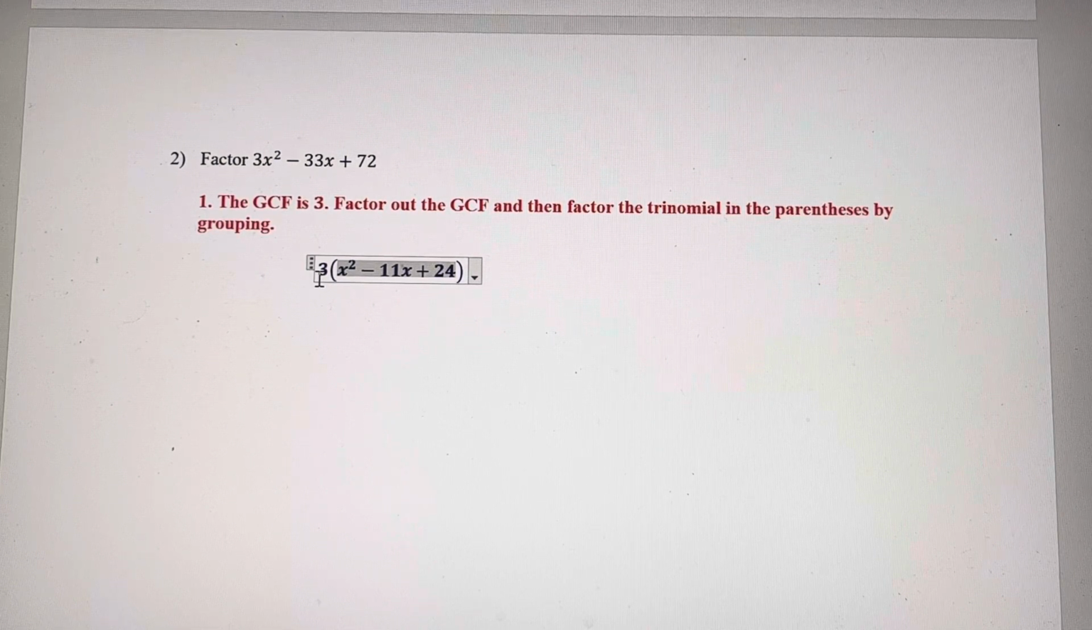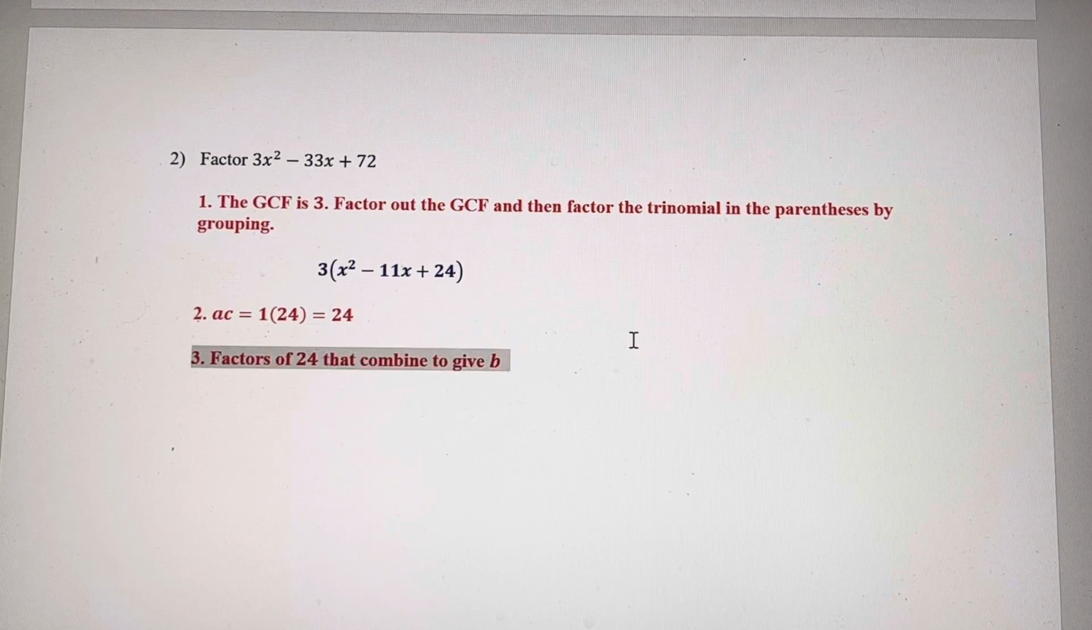The 3 is going to be part of my answer the rest of the way down, but I'm going to use grouping to factor this trinomial, all right? So a is 1, b is negative 11, and c is 24. Think about standard form. So step 2, a times c is positive 24.